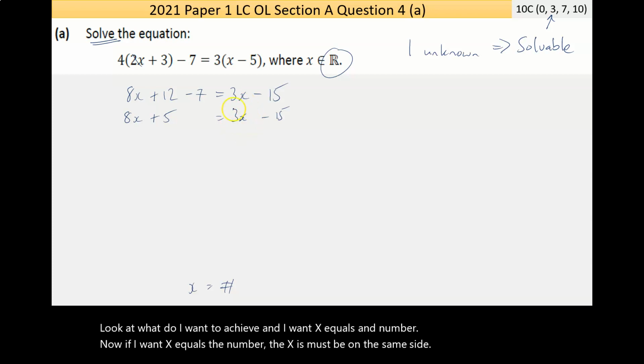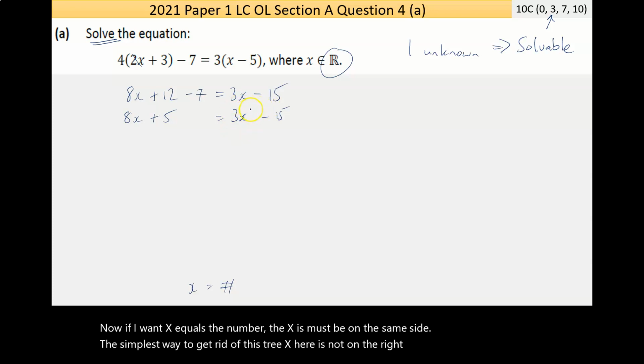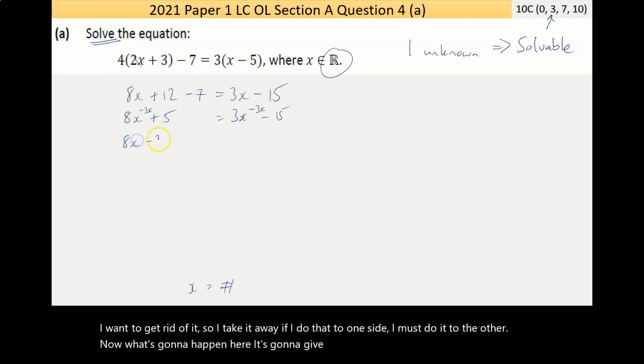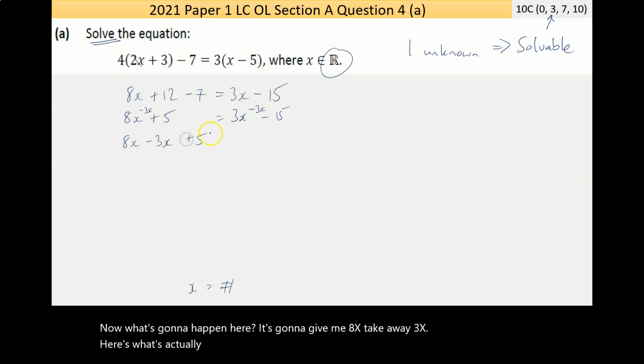The simplest way to get rid of this 3x here, it's not on the right side. I want to get rid of it, so I take it away. If I do that to one side, I must do it to the other. Now what's going to happen here is it's going to give me 8x take away 3x. Now with the 5, nothing's happening to that. On the other side, this is 3x take away 3x.